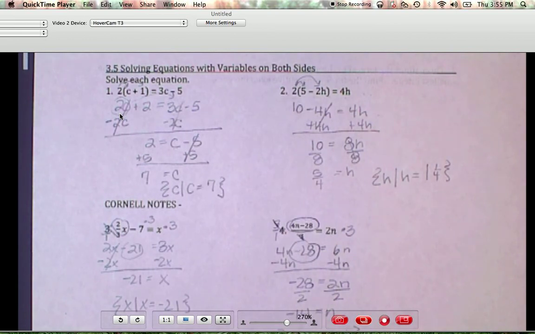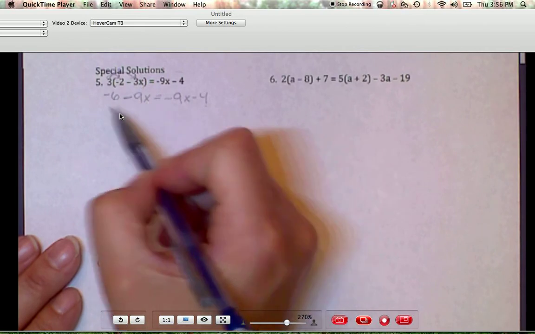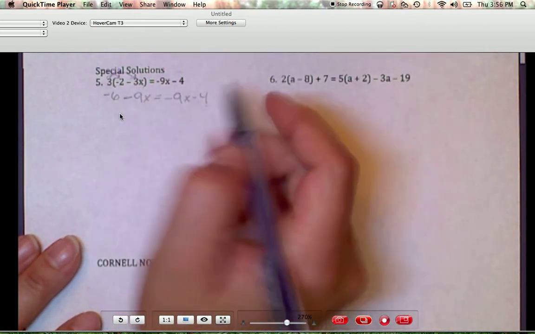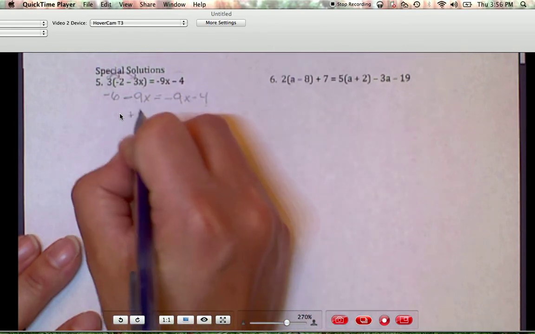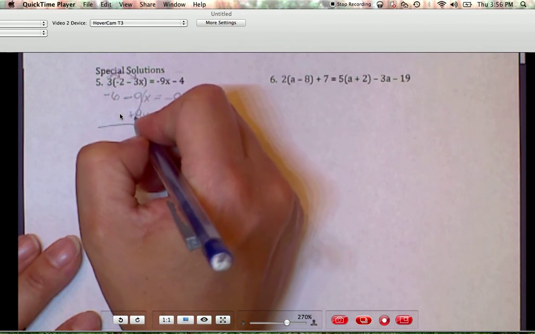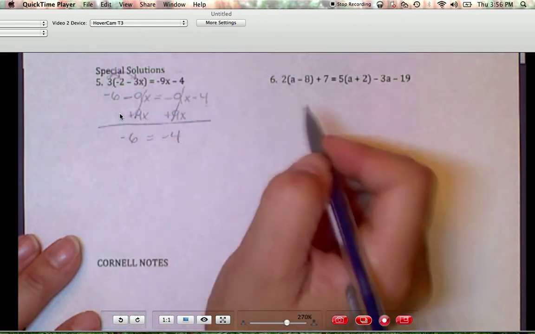So the next thing we need to do is collect all the x's on one side by moving the smaller x, which is a trick question or a trick skill here because they're both exactly the same size. So we distributed. We're moving the x's together, and they're both exactly 9x and 9x. So we will add 9x to both sides, and what's going to happen? These will drop out, so will these, and you're left with negative 6 equals negative 4.